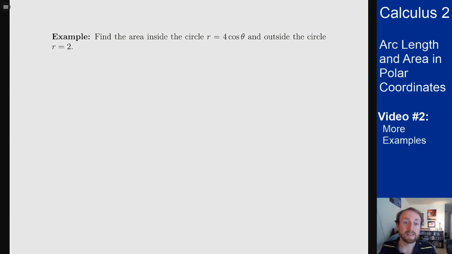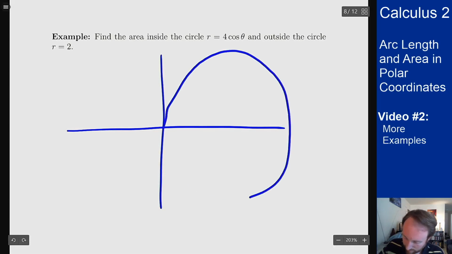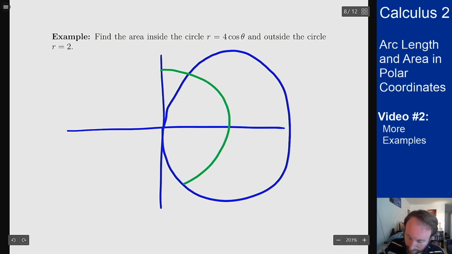So we want to find the area inside the circle of r equals 4 cosine theta, and outside the circle r equals 2. So let's set up this picture. r equals 4 cosine theta is a circle of radius 2 centered at the point (2, 0). So that is this sort of a circle here. And r equals 2 is a circle of radius 2 centered at the origin. So it's going to look something like this.